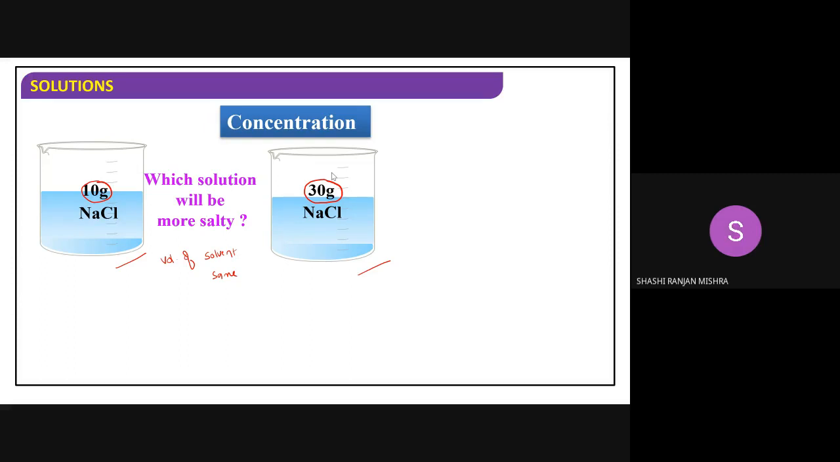Second one. Second one. Anushka is there? Not there? Anushka is absent? Which solution will be more salty? Apurva, Soren, Anushka. Yes, I'm there. You are there. Yes.